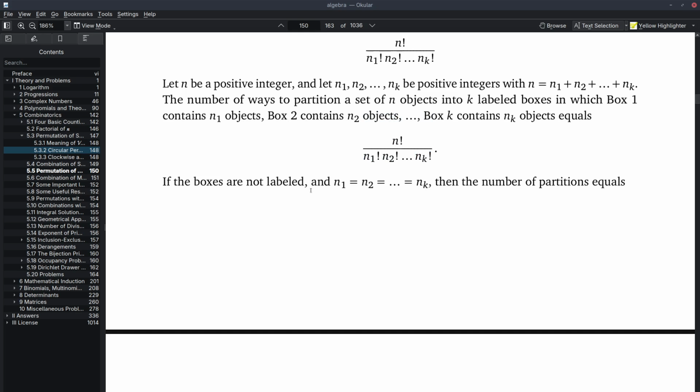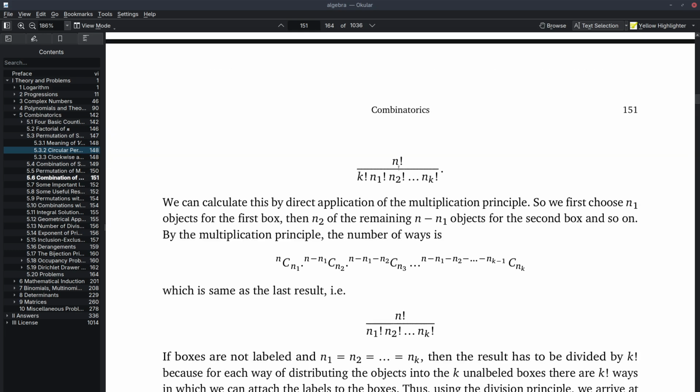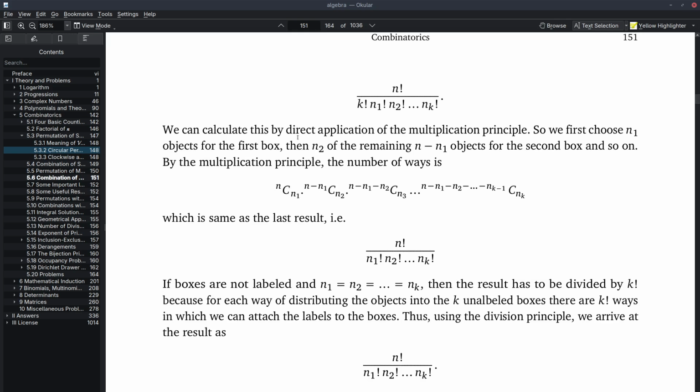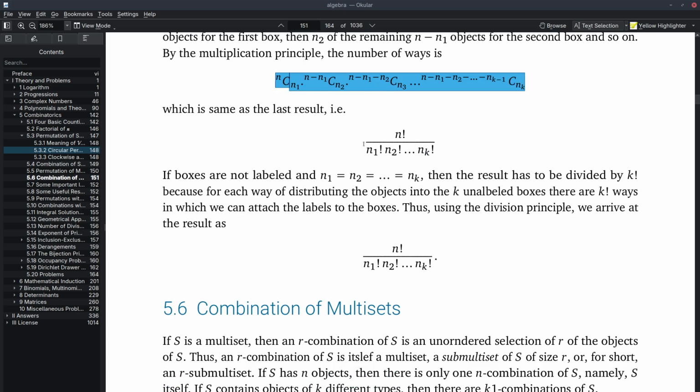If the boxes are not labeled and n1 is equal to n2 through nk, then the number of partitions equals n factorial by k factorial into n1 factorial into n2 factorial multiplied with nk factorial. We can calculate this by direct application of the multiplication principle. So we first choose n1 objects for the first box, then n2 from the remaining n minus n1 objects for the second box, and so on. So we have this, which will lead to the same result.